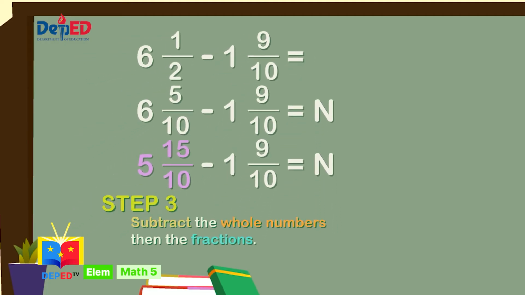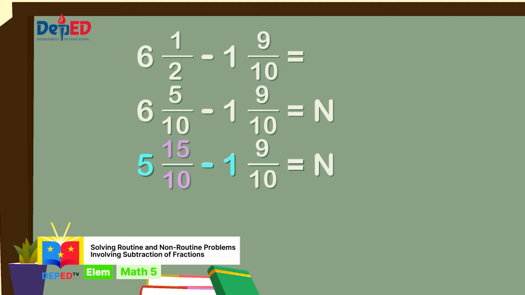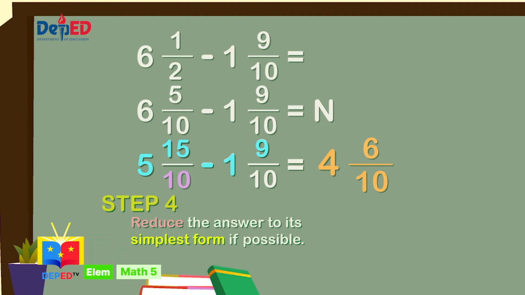Step 3. Subtract the whole numbers, then the fractions. 5 minus 1 equals 4. 15 minus 9 equals 6. Copy the common denominator, which is 10. Therefore, our answer is 4 and 6/10. Step 4. Reduce the answer to its simplest form if possible.